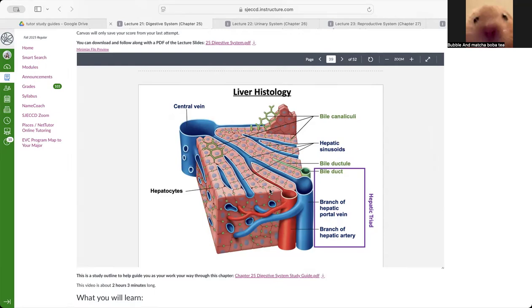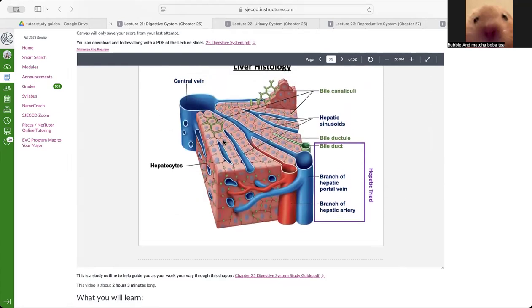So there's a hepatic triad: a bile duct, a hepatic portal vein branch, and a hepatic artery branch. The central vein is right here. Blood coming in through the branches enters the hepatic sinusoids and leaves through the central vein. Hepatocytes take in blood plasma and turn it into bile that goes into the bile canaliculi, then into the bile ductules, and leaves through the bile duct. So the blood goes from the triad to the central vein, and the bile goes through the canaliculi towards the bile duct.